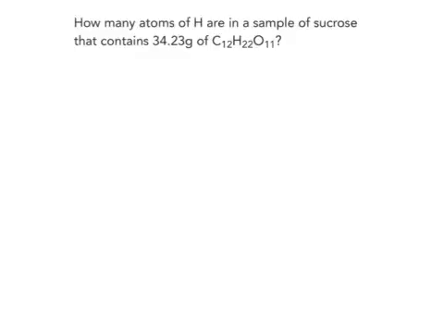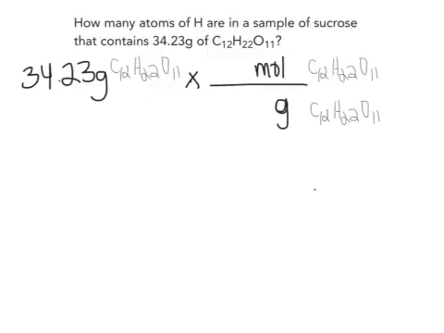How many atoms of hydrogen are in a sample of sucrose that contains 34.23 grams of sucrose? You always want to start with what's given, so we're going to start with 34.23 grams of sucrose. And for a mole calculation, if you're not sure what to do, you always want to convert to moles, so from there you can figure out what your next step will be. We want to convert the 34.23 grams of sucrose to moles of sucrose.